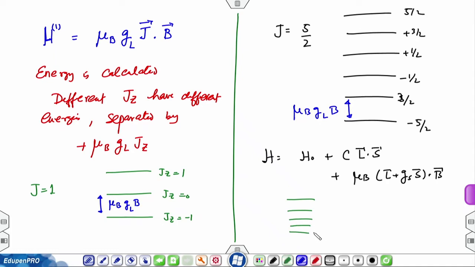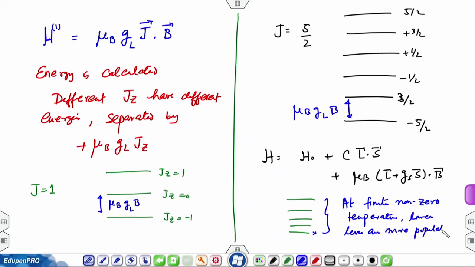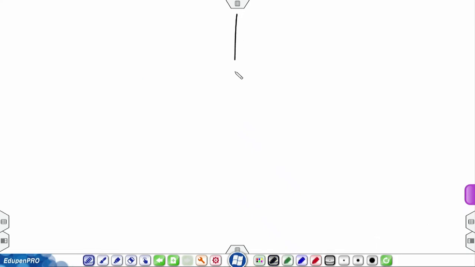Since there is energy difference, let me make this energy difference. At a finite non-zero temperature T, lower energy levels are more populated than the upper ones. If they are more populated, that means whatever quantities they have, they are going to have more contribution than the upper levels, and that is what gives it a magnetic moment. So, let us see that. So, I have these levels.